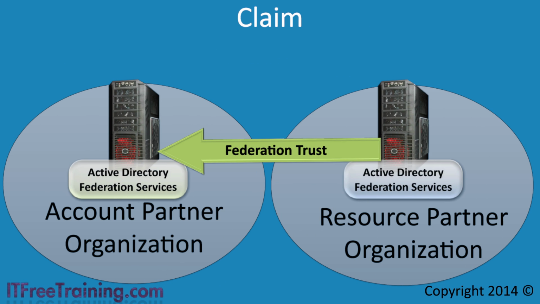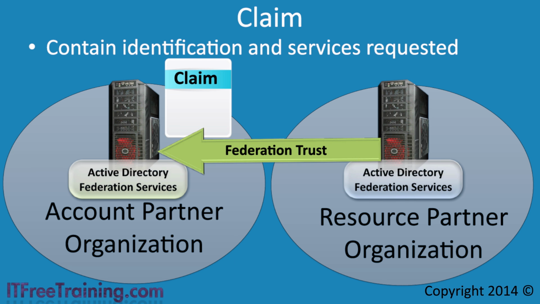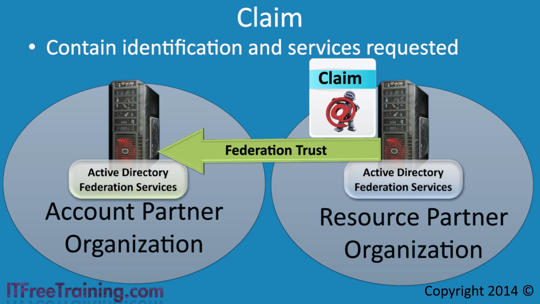In order to grant access, the Federation server in the Accounts Partner Organization creates a claim. A claim contains identification details of the user asking for the access and also which service they would like access to. Essentially, a claim is just a file. In other videos from this course, I will go into more detail about how the claim file works and how it is used in Federation Services. In this example, notice that the user and email service is added to the claim.